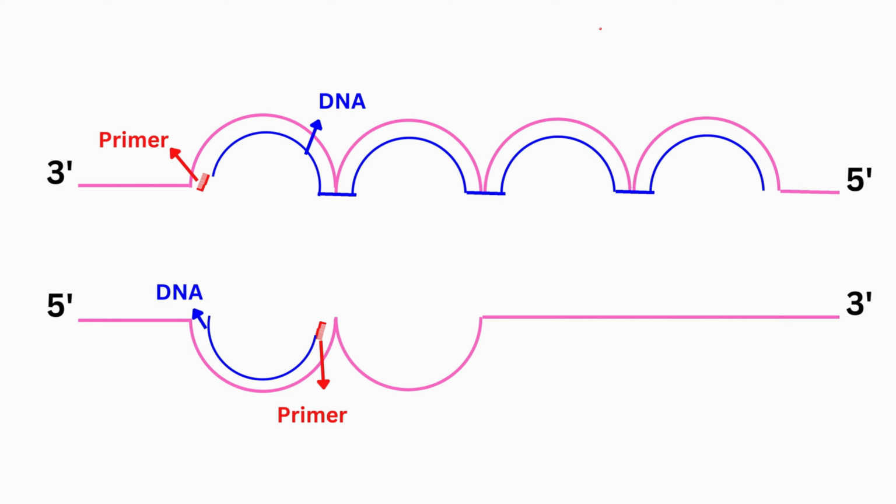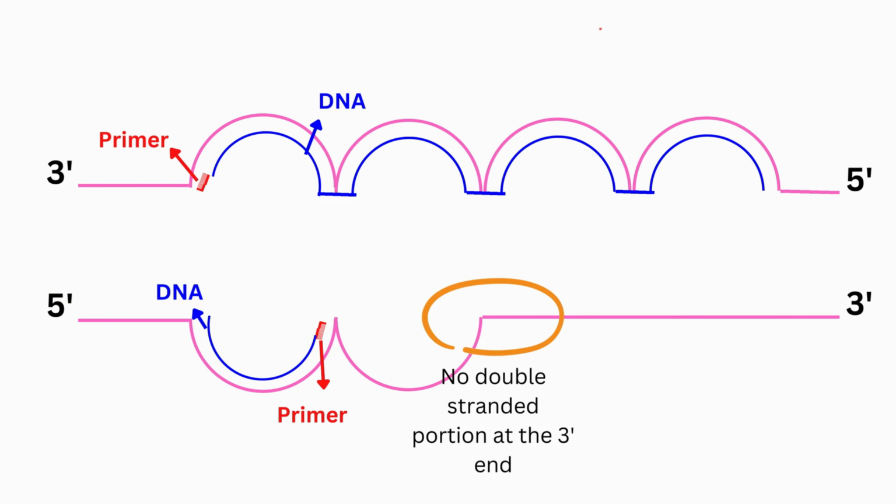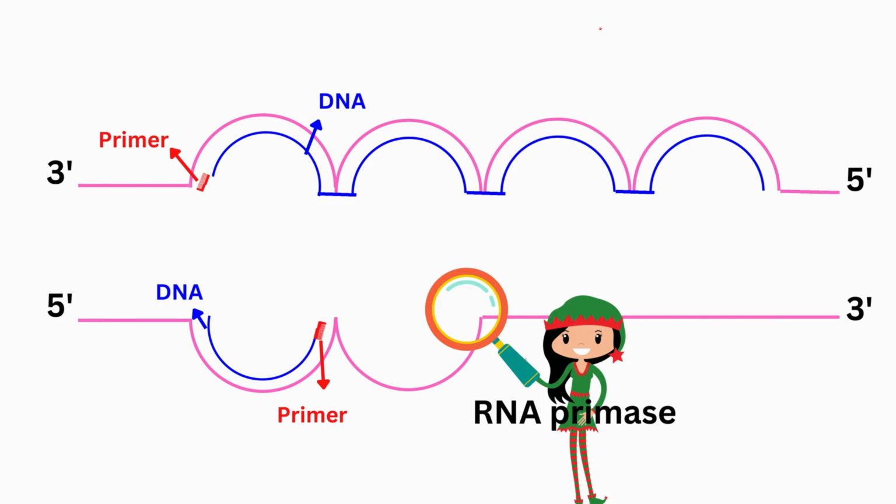But if you notice the strand at the bottom, which begins at the 5' end and moves towards the 3' end, as and when helicase splits open the two strands of DNA, we do not have a double-stranded portion for the DNA polymerase to come and start polymerizing the DNA. Hence, we call RNA primase once again.